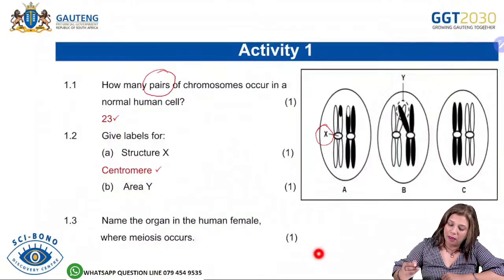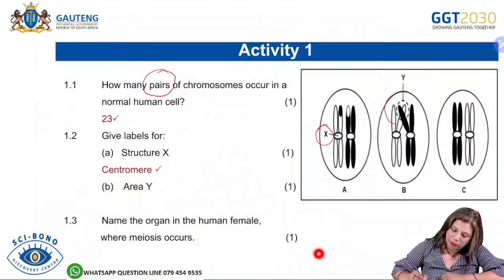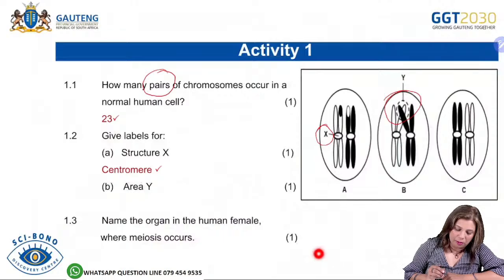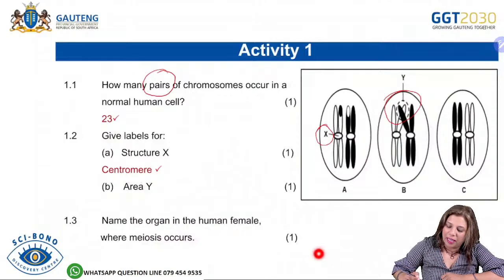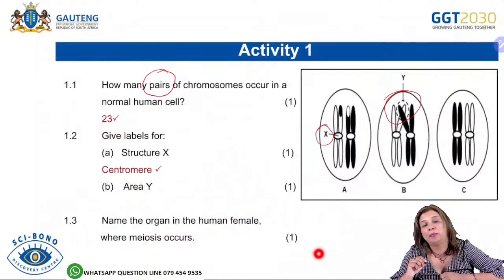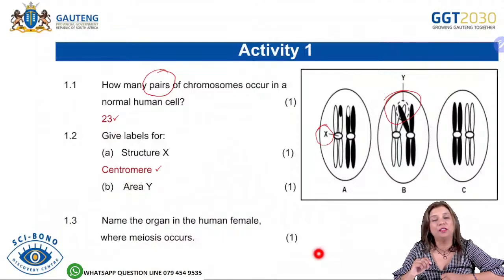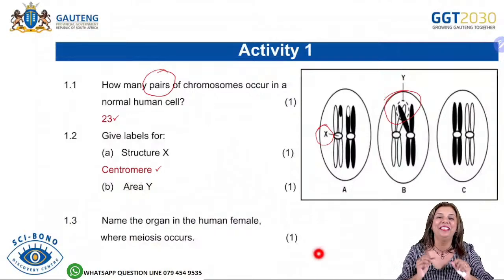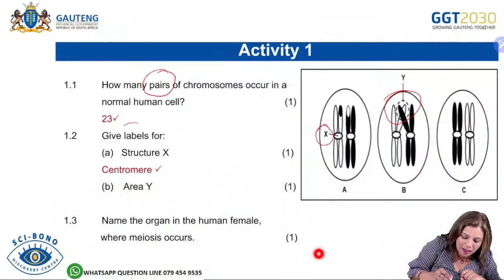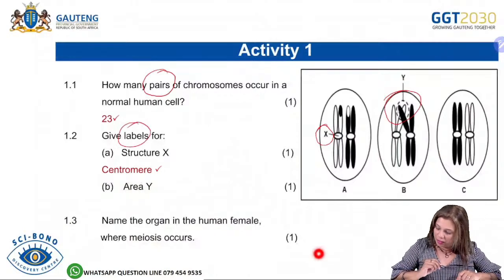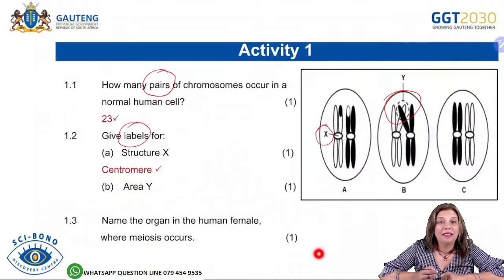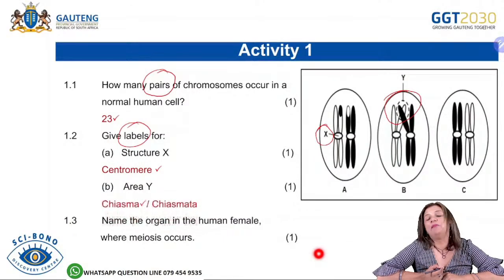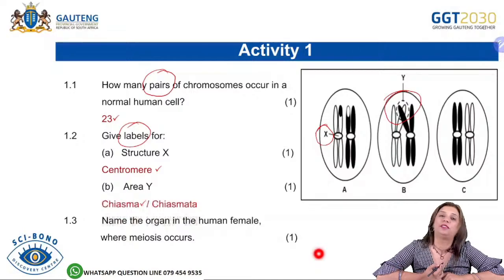Okay? Area Y, this process here. They ask you to give labels. Did they ask you what the process is? No, they did not. So please don't go and put the process there. Don't be so excited, thinking oh, I know it's chiasma and all of that. No, no, no. You need to read the question carefully, otherwise you're going to make a big mistake. So the label for that one would be the chiasma, and the plural is chiasmata, okay? So don't go and write the process there. Read the question carefully. Don't make mistakes.